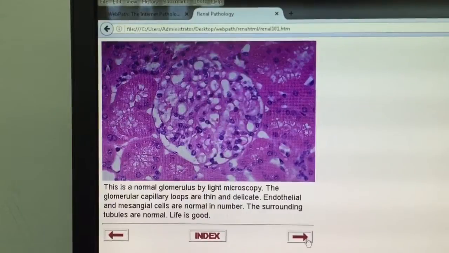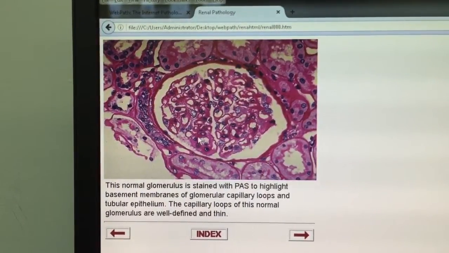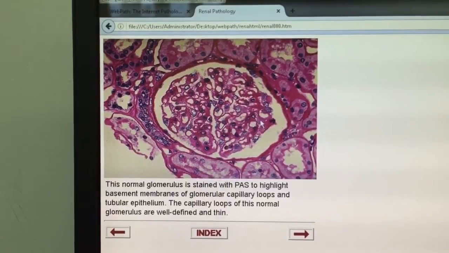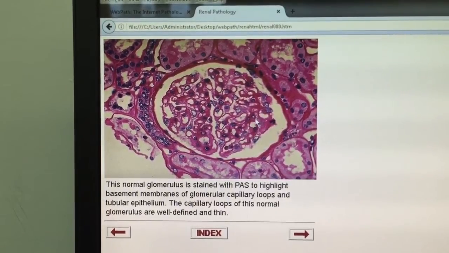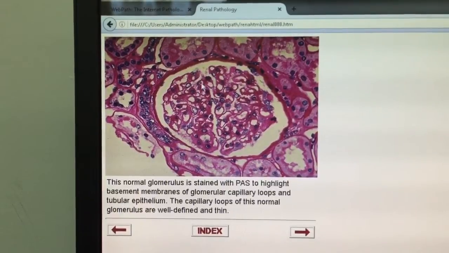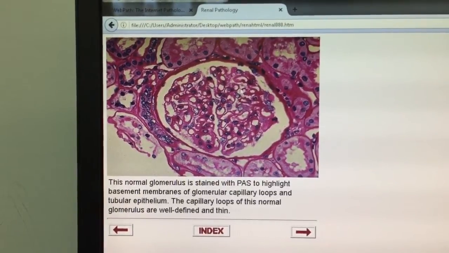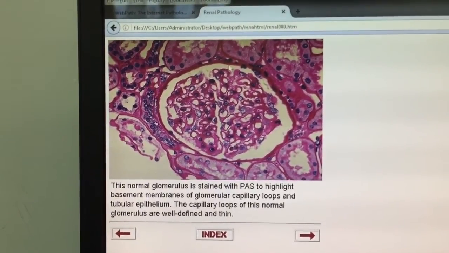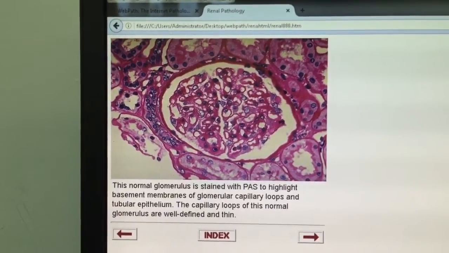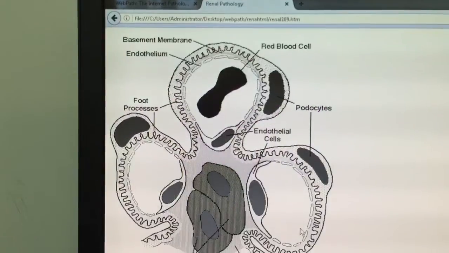Here in the second picture we have the PAS, which is a special stain. It's very helpful when we have an expansion of mesangium, for example, and thickening of the basement membrane. It will be better seen by using the PAS. So also this is a normal picture. We have empty spaces here. We don't have a capsule. Here the capillary lumens are patent. We don't have proliferation of any cell.